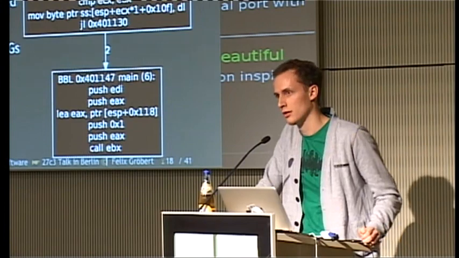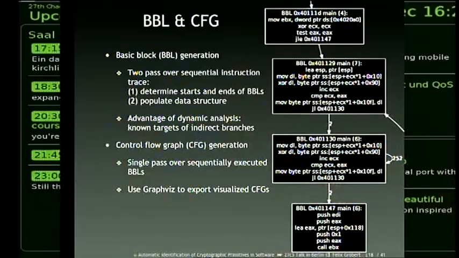On the right, you see a control flow graph of the XOR testing application, which was exported using GraphViz. To generate the executed basic blocks, I do a two-pass over the sequential instructions. First, I determine jump points, where it is jumped into and where it is jumped out, and then during the second pass, I do the population of the data structure.